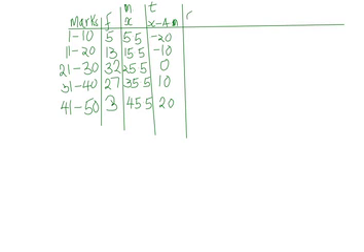The ft is the frequency multiplied by the value of t. We have 5 multiplied by negative 20, which is negative 100. 13 multiplied by negative 10, so it is negative 130. 32 multiplied by 0 is 0. 27 multiplied by 10 is 270. 3 multiplied by 20 gives us 60.